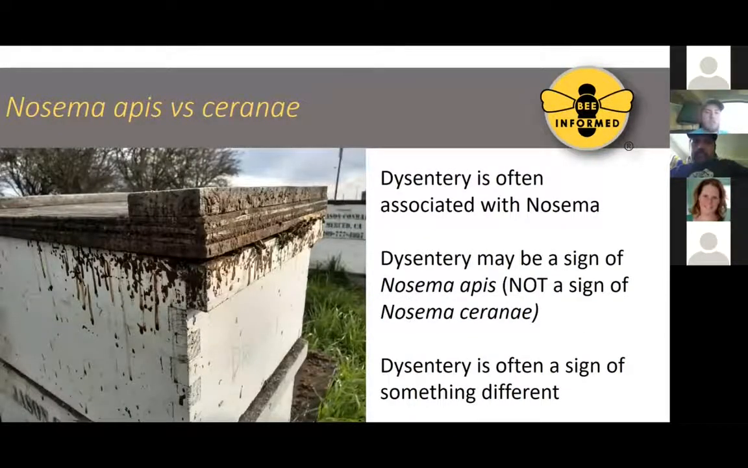Okay, so dysentery was often associated with Nozema apis, but not with Nozema cerani. Therefore, nowadays, if you see dysentery, it could just be a sign of spring cleansing flights, if the bees have been stuck inside the hive for a long period of time due to cold weather or other environmental factors. Also, different types of forages will cause dysentery. So if you see this dysentery, it's most likely a sign of another environmental stressor.